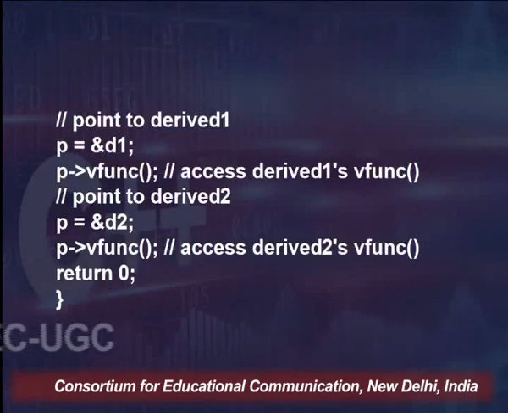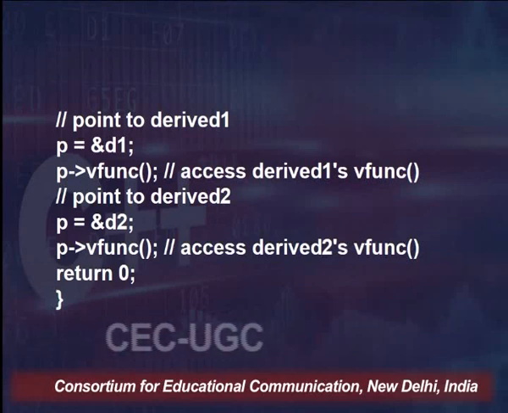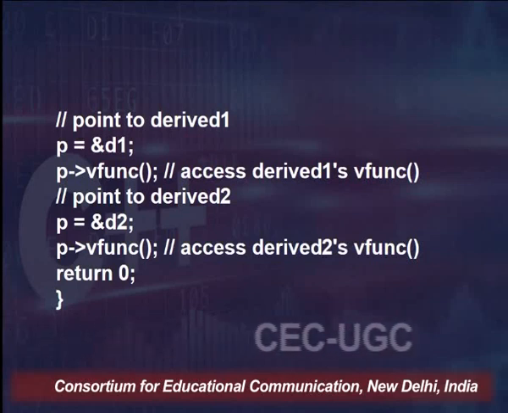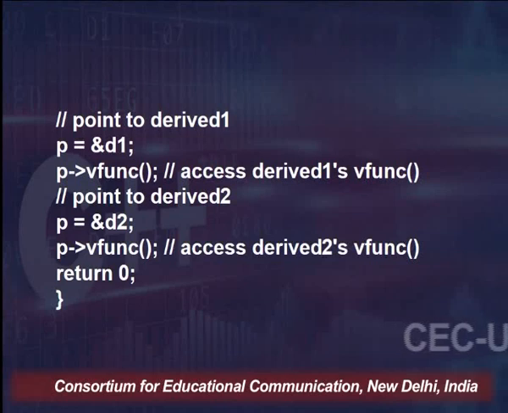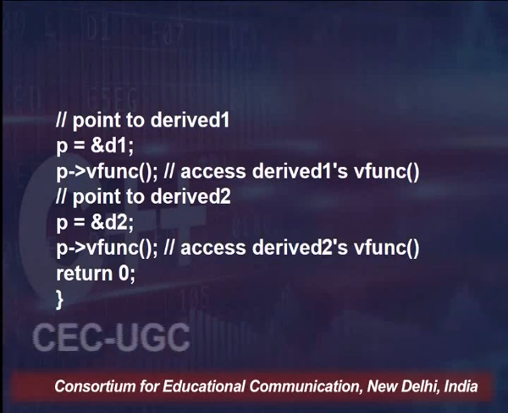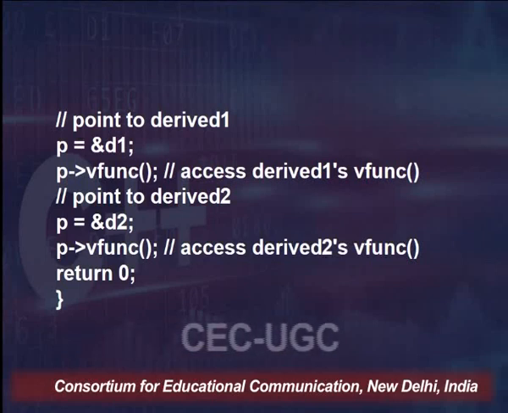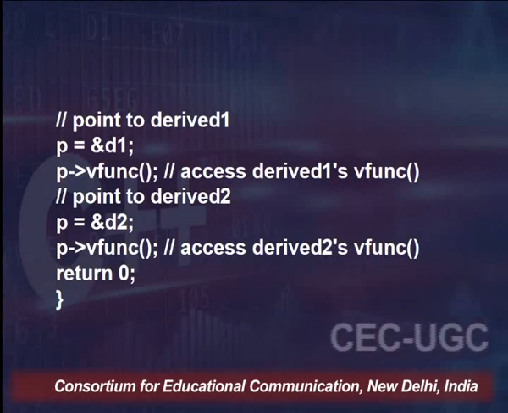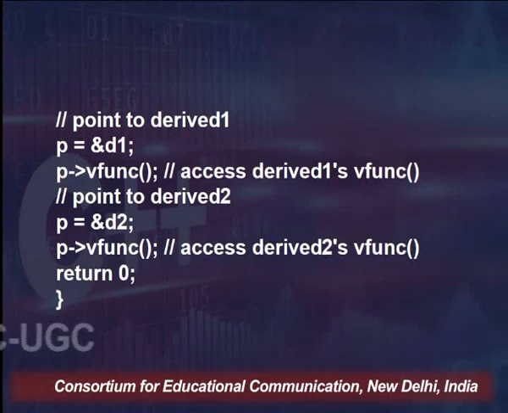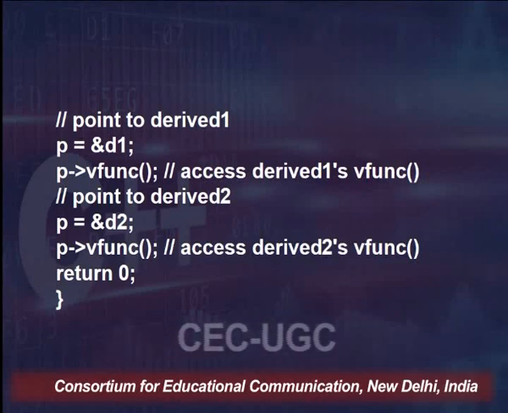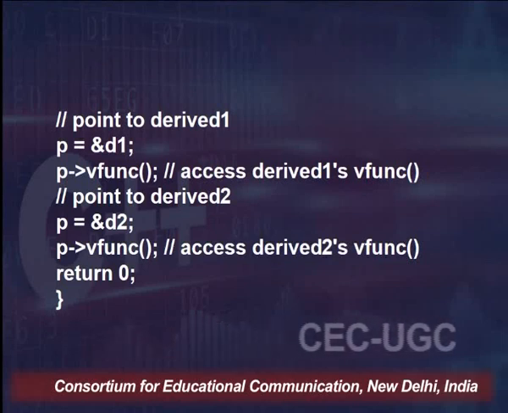Then whenever we have stored the address of derived 1's object, the version of vfunc which is available in derived 1 will be accessed. On similar lines, when we store the address of the object of derived 2 inside the pointer p and try to access vfunc, the derived 2's version of vfunc will be accessed.